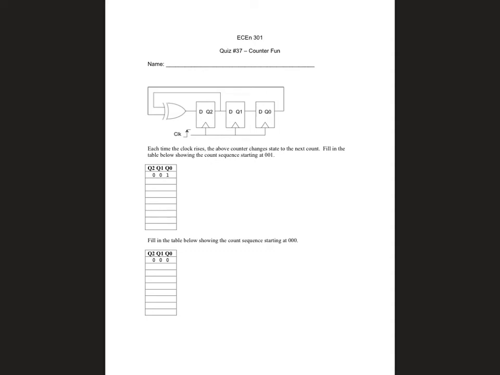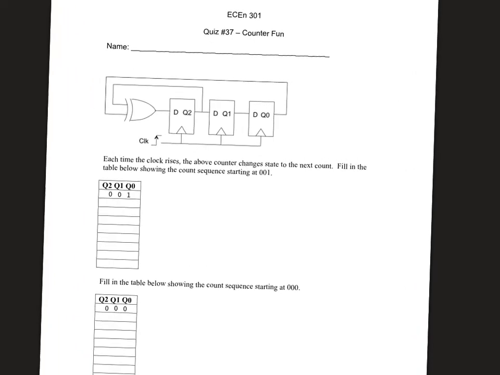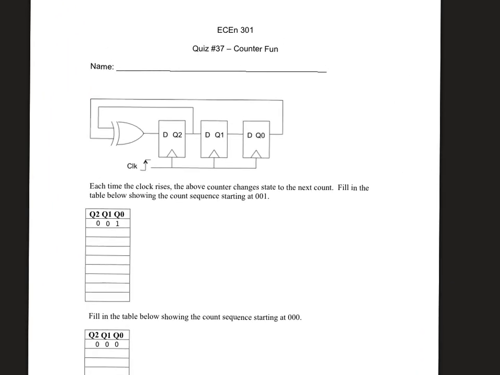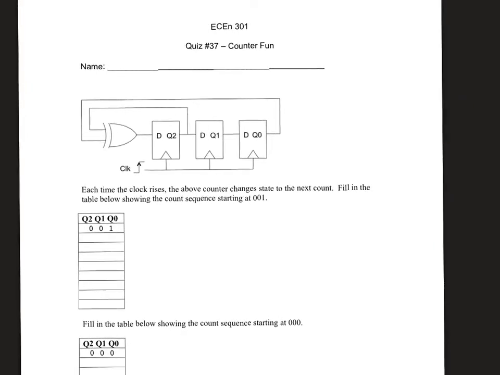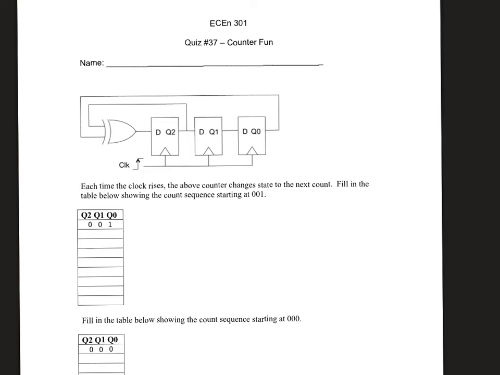Okay, so this is quiz 37. When the clock rises, the above counter changes state. Fill in the table below. If we start out with 0, when we start, we're going to have 0, 0, 1 like this.